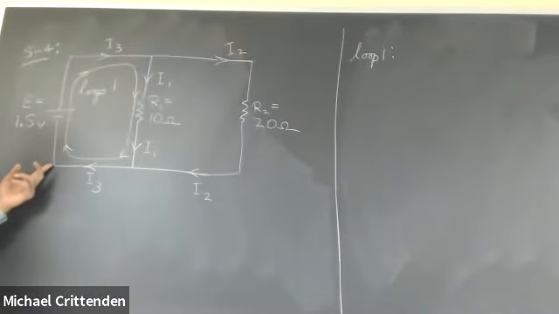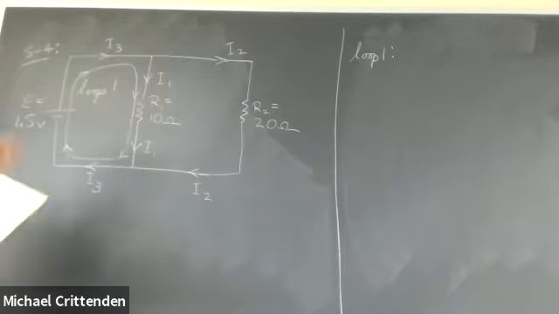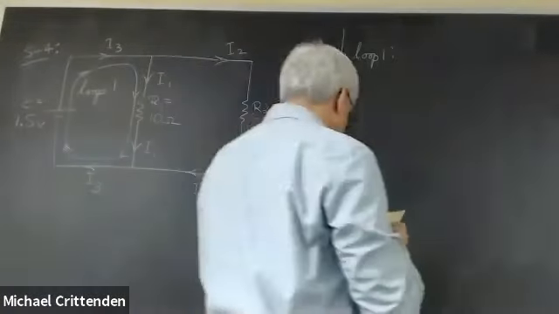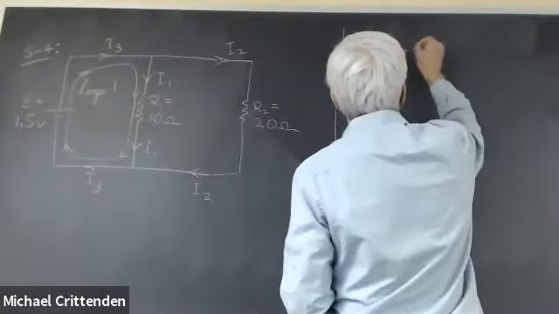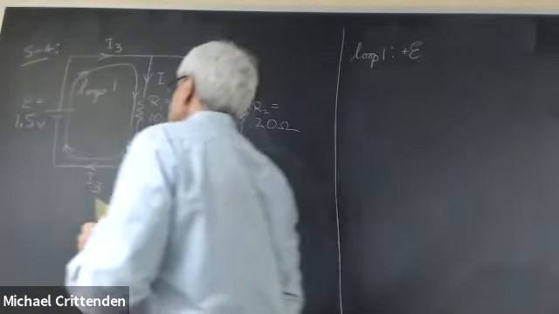So I started down here in the bottom left-hand corner, and you follow the wires. The first thing that you get to is the battery. You go from low to high, negative to positive, so that is an increase. That term is positive.